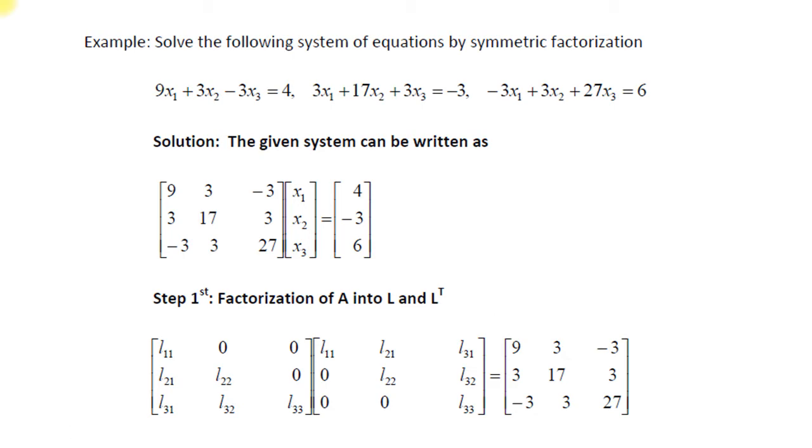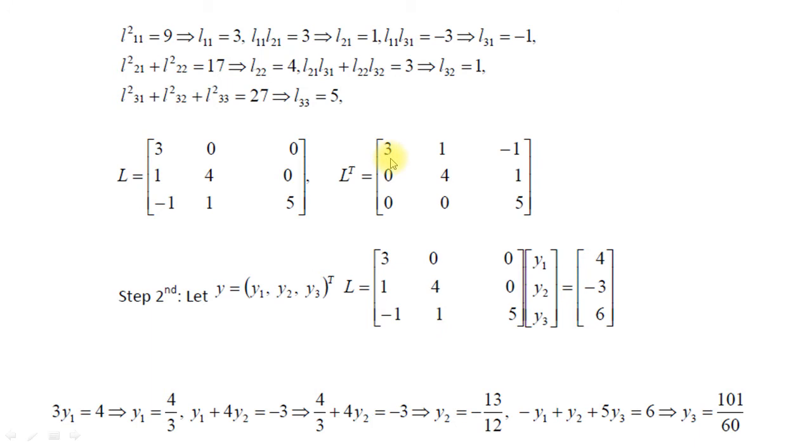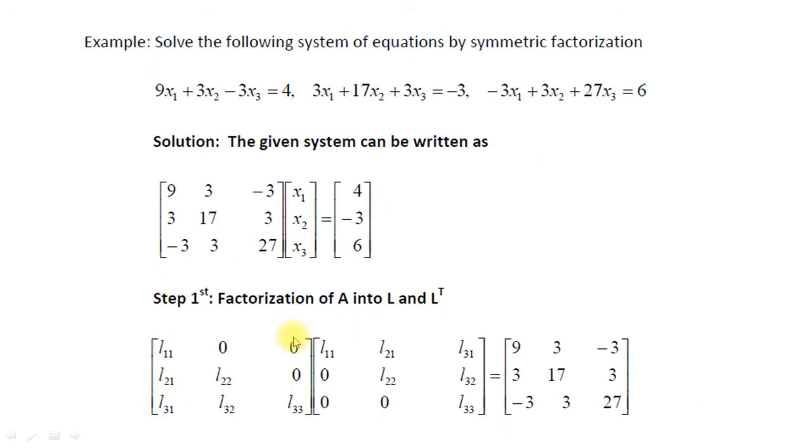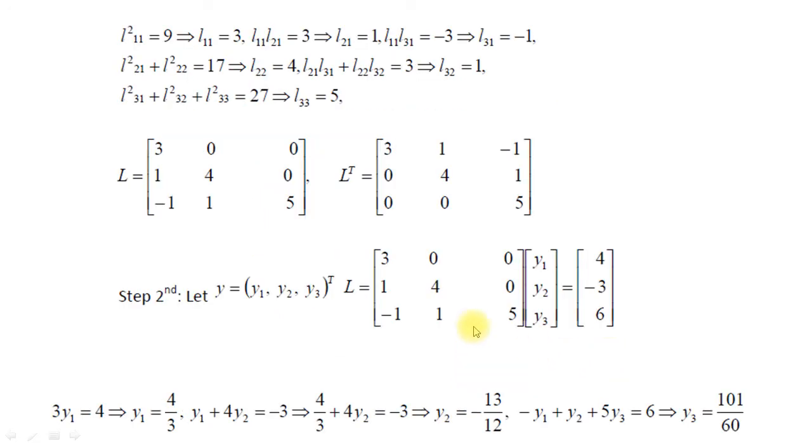Now multiply these two matrices, as you see over here. After multiplication, compare this matrix with the known matrix, and we can find: the first row with the first column, L11 square is equal to 9; the first row with the second column, L11 L21 is equal to 3; and the first row with the third column, L11 L31 is equal to -3.